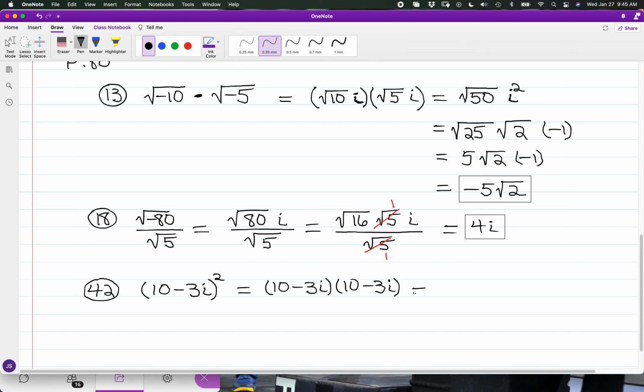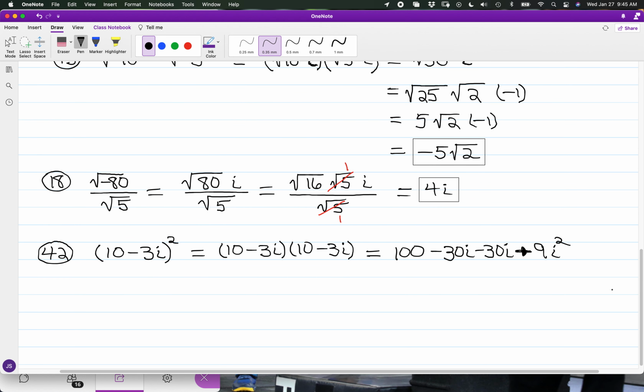And if I take the FOIL, so you have the first product, 10 times 10, which is 100. And then we have the outside and the inside products, each being negative 30i. And for the last part, a negative times the negative is a positive, so you have plus 9i squared. Now for what we have here with i squared, i squared is equal to negative 1.